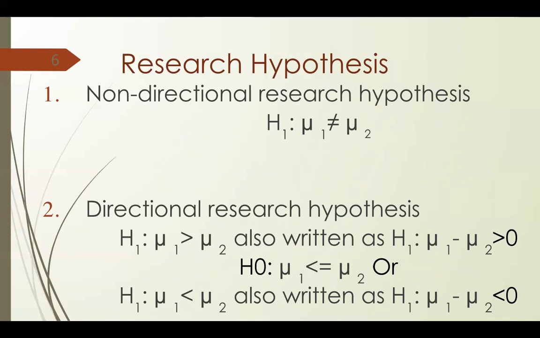Because they are mutually exclusive. So a directional hypothesis is going in a certain direction, right? For example, if your mu1 is the post-test score and mu2 is your pre-test score, and you hypothesize that your post-test scores after they use the math game will be higher or greater than the pre-test score in this case.